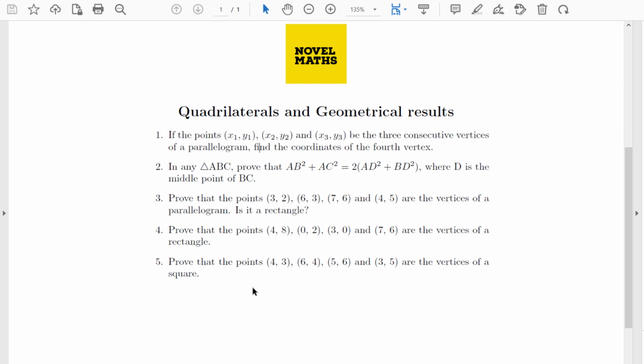Let's move to the next question. In any triangle, prove that AB squared plus AC squared... I think we can ignore this, it is not related to quadrilaterals. Prove that the points are vertices of a parallelogram. Is it a rectangle? Let's plot.